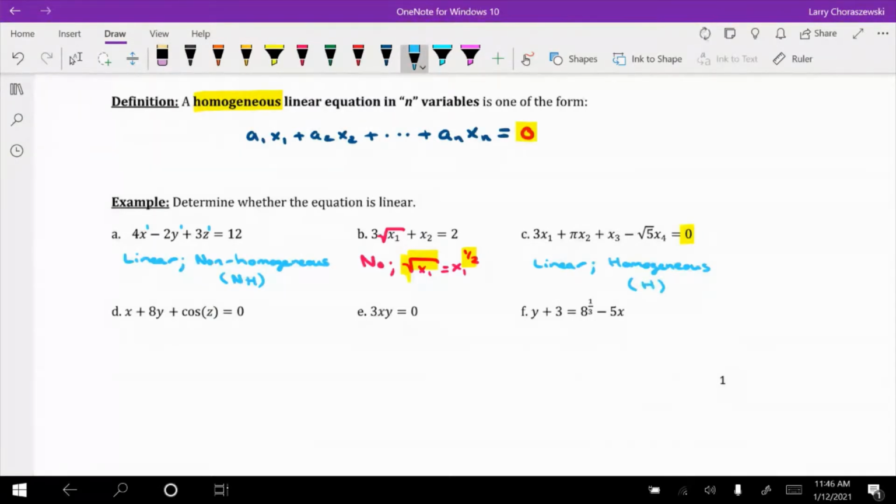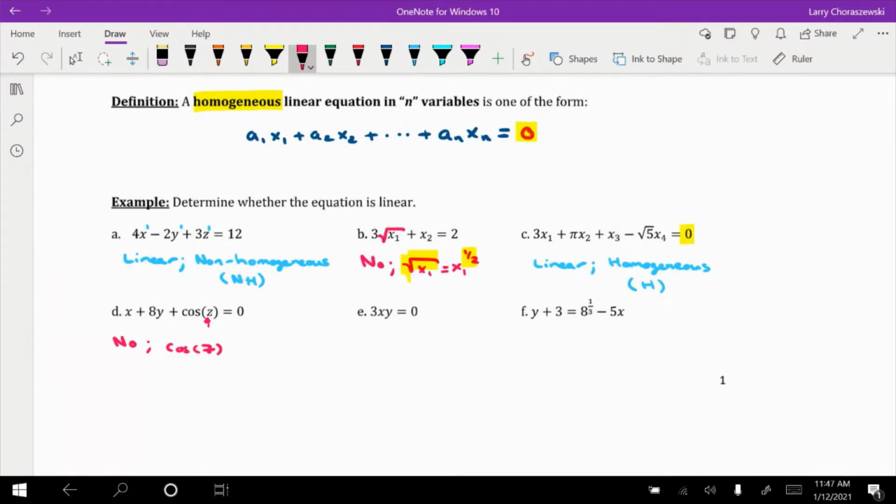How about part D? Example part D. So let's assume that the variables are x, y, and z. It's definitely not a linear equation. I'll say no. And the reason for that, as you can probably tell, is due to the fact that we have a variable inside of a function. The argument of cosine contains our variable z. So the fact that we have cosine z makes this nonlinear.